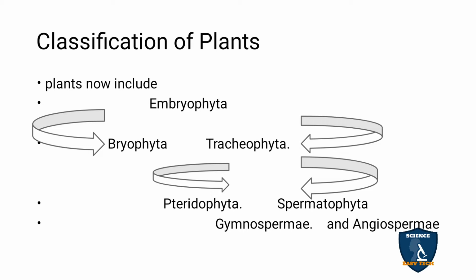So the plants are now included under embryophyte. The embryophyte is divided into bryophyte and tracheophyte. This tracheophyte is divided into pteridophyte and spermatophyte. The spermatophyte is divided into gymnosperms and angiosperms. So first the embryophyte is divided into bryophyta and tracheophyta. The tracheophyta is divided into pteridophyta and spermatophyta. The spermatophyta is divided into gymnosperms and angiosperms.